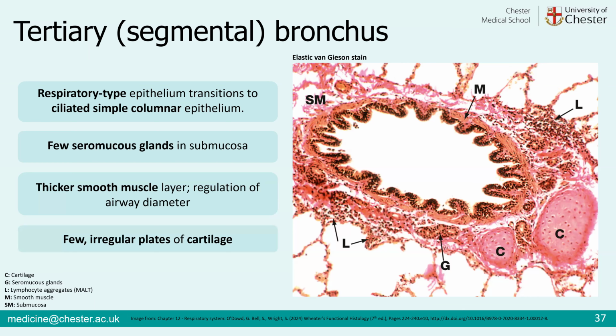Again, you can see bits of the cartilage here, but they're irregular plates of cartilage. So we don't see, like we saw with the trachea, a C shape all the way around. We've just got little pieces, little plates of cartilage surrounding the tertiary or segmental bronchi.